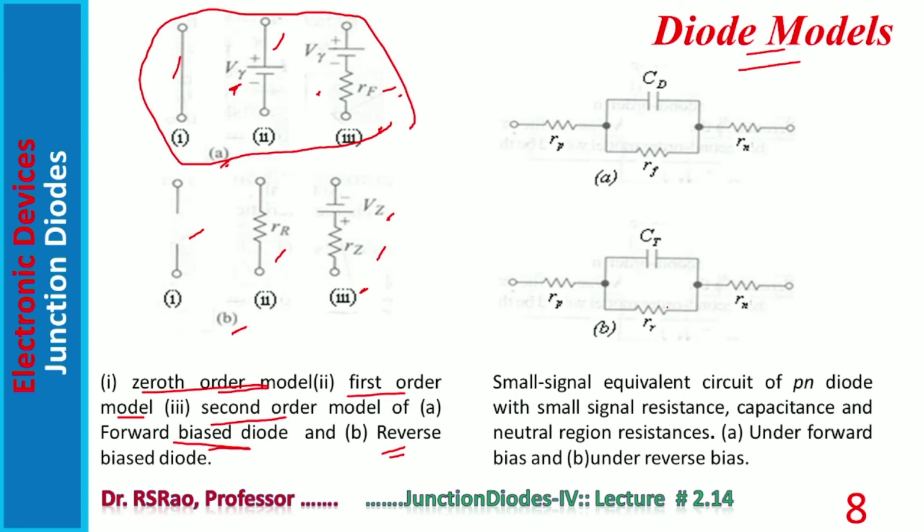On the right side we have shown the small signal equivalent circuit of PN junction diodes. In A, certain resistances RP, RN, these two resistances pertain to the resistance of the P region and N region. CD stands for diffusion capacitance, RF stands for forward resistance of the diode. In B, CT stands for transition capacitance, RR stands for reverse biased resistance of the diode. A is under forward bias, B is under reverse bias.